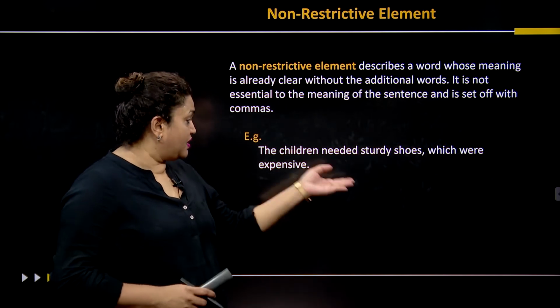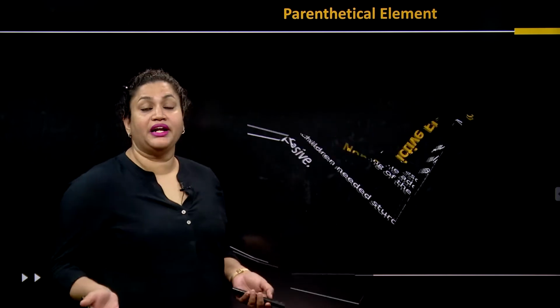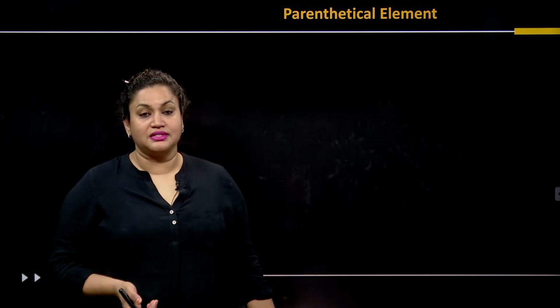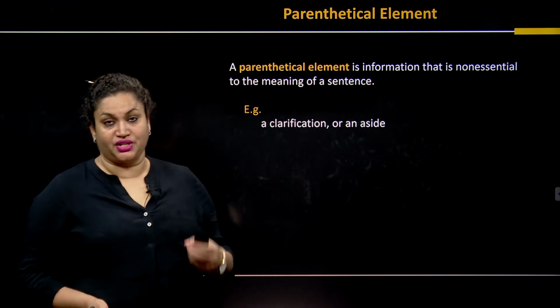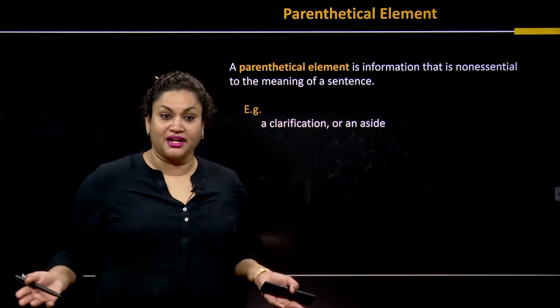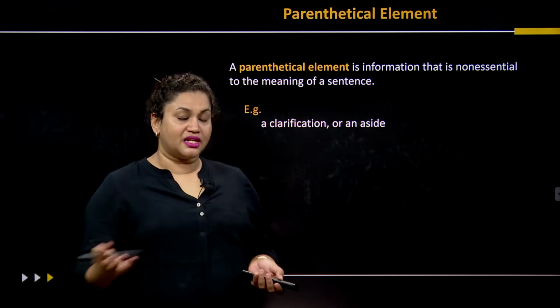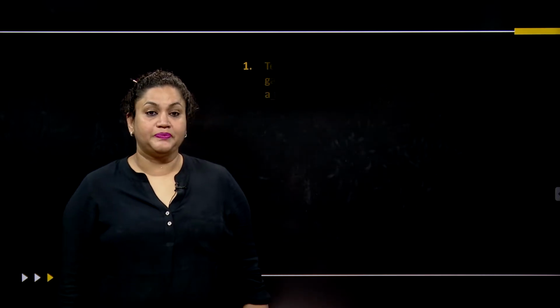So "which were expensive" might not be necessary. Okay, so even without it, it still makes sense. Now in this sentence you will see an aside, it's a clarification. Now "which were expensive" is a clarification, an aside. Even without that the sentence would have been a complete sentence.